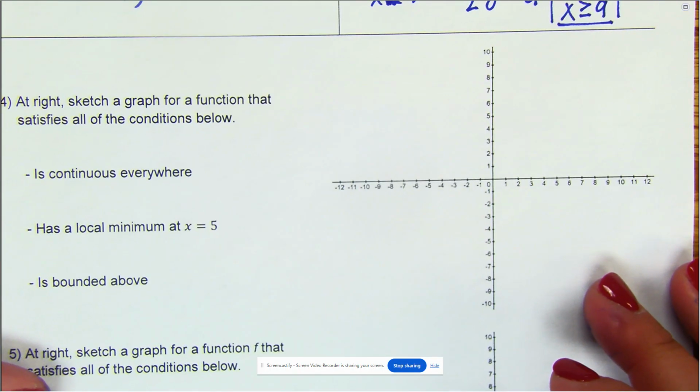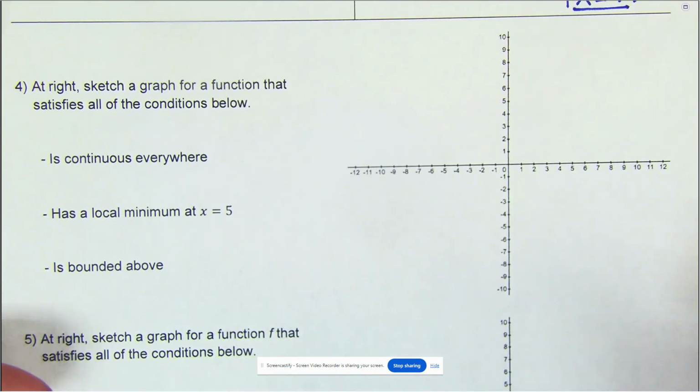Okay, different possible answers here. So we're just supposed to sketch a graph that satisfies all these conditions. So here, what do I want? I want it continuous everywhere.